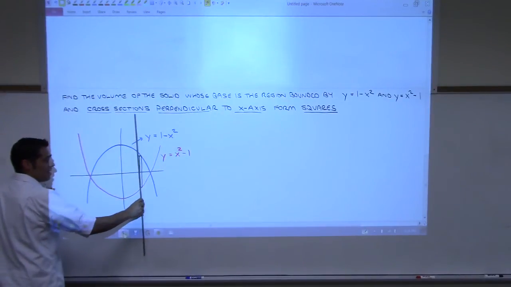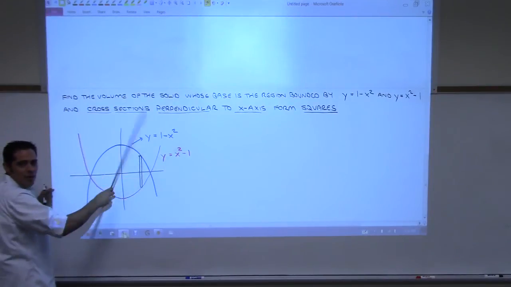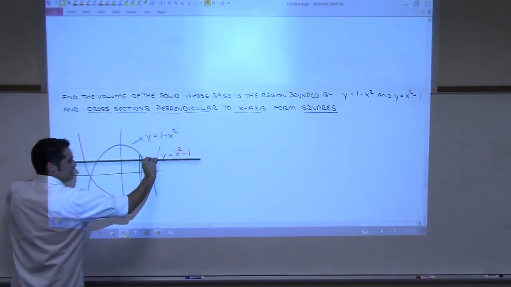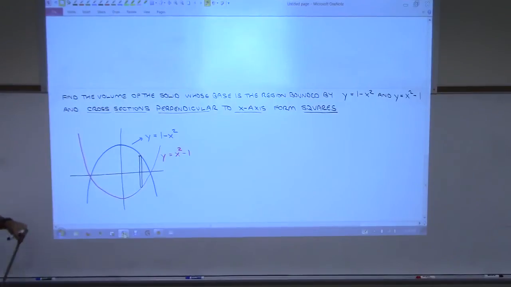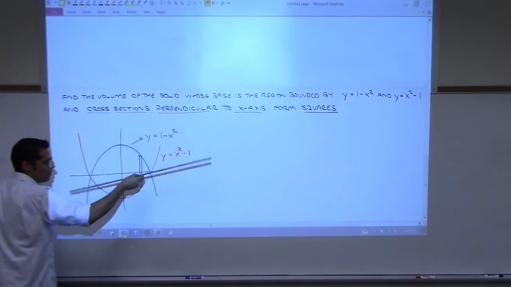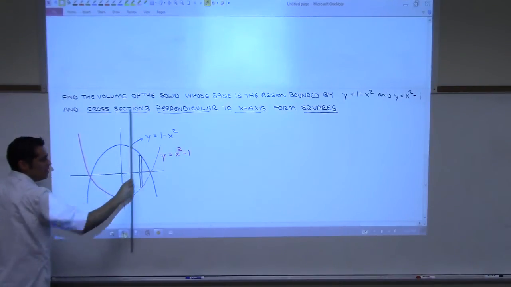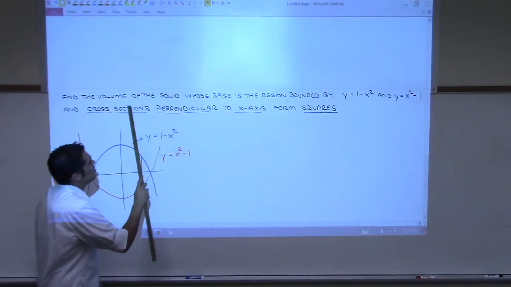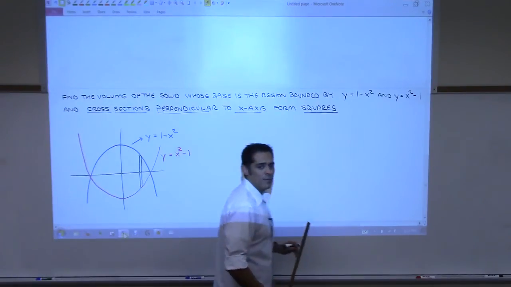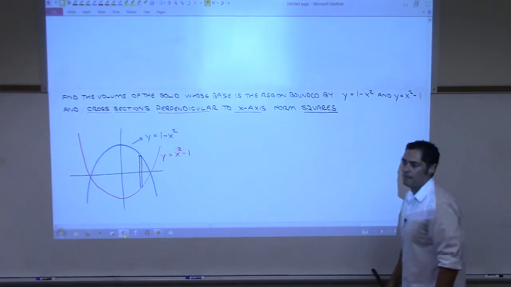I could slice it this way, like this, or any way I want, like this. To be clear, we want to make sure you understand that the slices we're making are perpendicular to the x-axis. Understand? That's why that wording is important. So cross sections perpendicular to the x-axis form squares. When I slice that and pull it to the side, I should have a square.